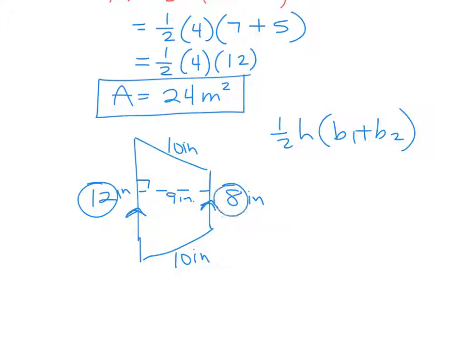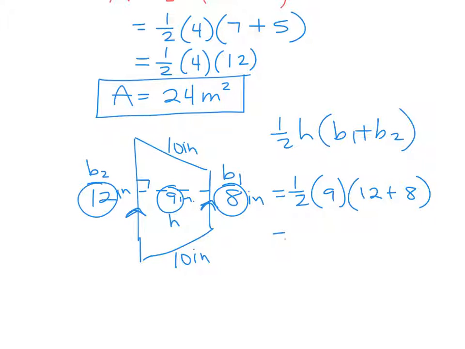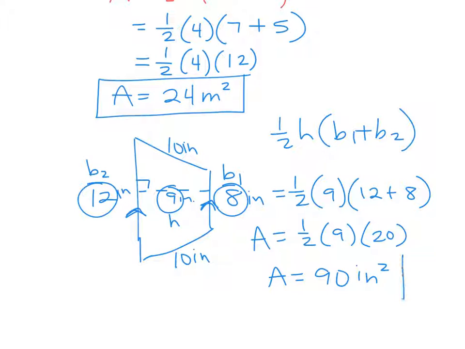But these would be your bases. And this would be your height. So you would do 1/2 times 9 times 12 plus 8. So when you plug that in, you get an area of 1/2 times 9 times 20. So that would be 90 square inches. Okay? So height, base 1, base 2. Good? Questions? Not good?